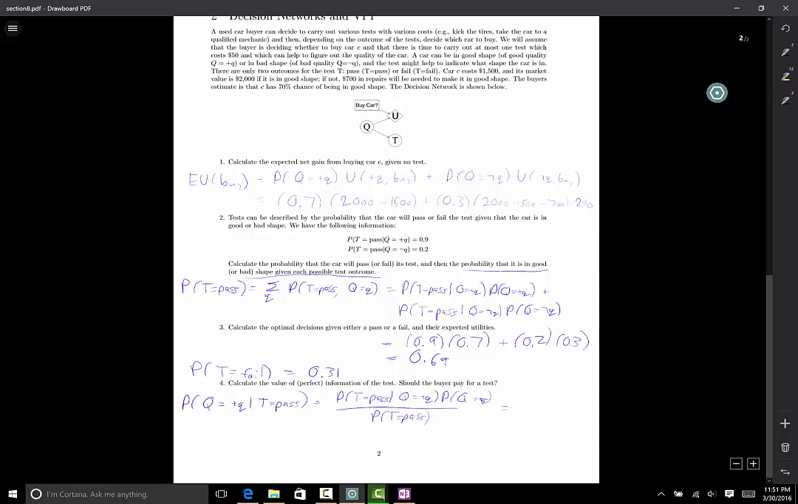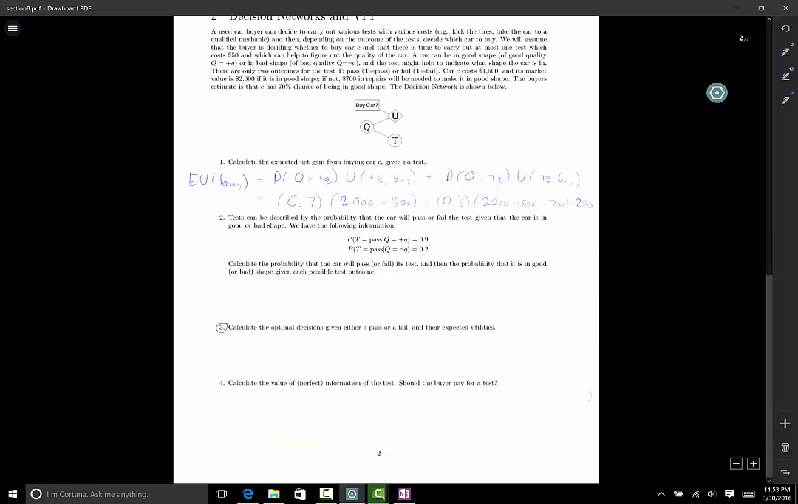And we know all these values. T equals pass given q equals plus q is 0.9. The probability of q equals plus q is 0.7. And we just calculated the probability of t equals pass, which is 0.69. You can also do the same for the probability it's in good condition given it actually failed the test. So we can rewrite this using Bayes' rule again. So filling in these values, we get probability t equals fail given q equals plus q. So that's 0.1. The probability it's in good condition is 0.7. And the probability it fails is 0.3.